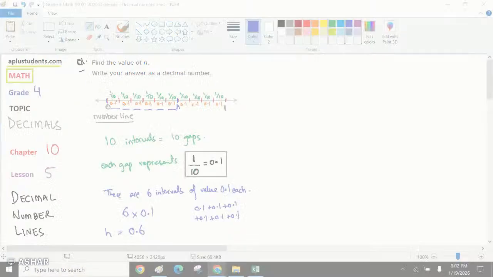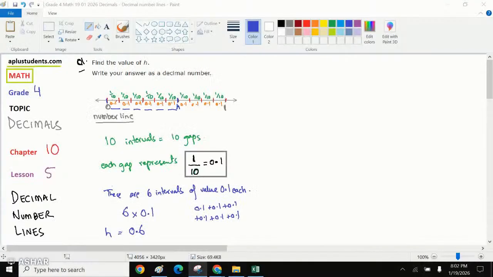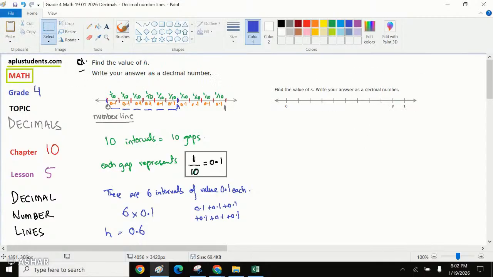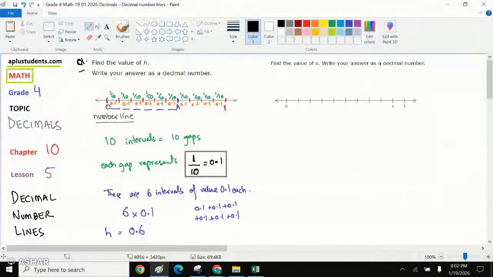Question number 2 says, find the value of s. Write your answer as a decimal. The starting number is 0 on the number line. This is 1 at the end, and this is point S over here. How many intervals are there? Let's count: 1, 2, 3, 4, 5, 6, 7, 8, 9, 10. That means it's 10 intervals.